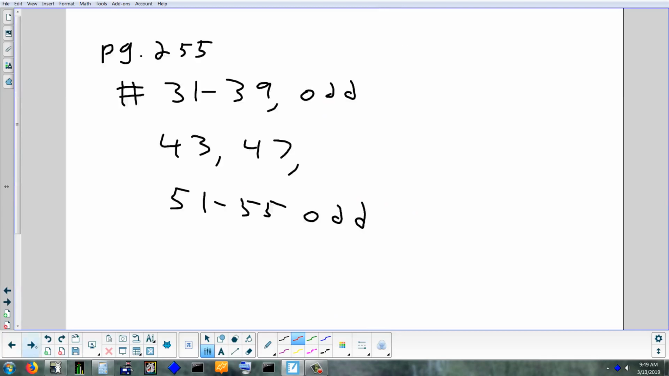All right, so that finishes up section 4.1. Okay, so homework tonight, it's the same page as the second page you had last night, 255. And it's odds. Okay, 31 to 39 odd, 43 and 47. And then 51 to 55 odd. We'll go over that in class tomorrow.